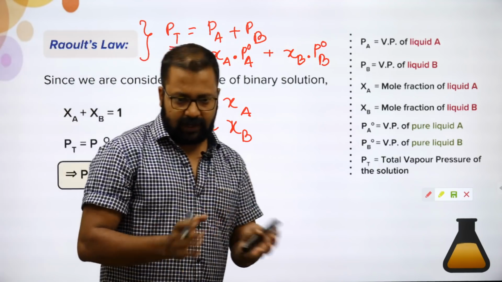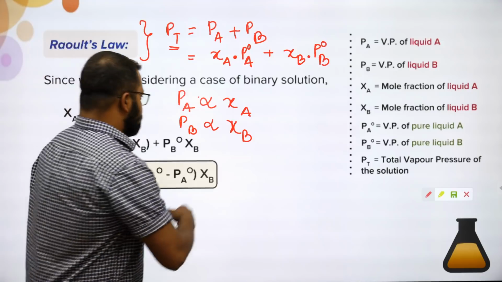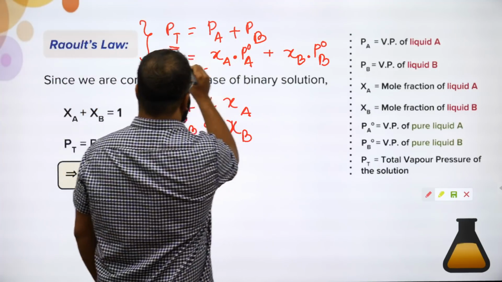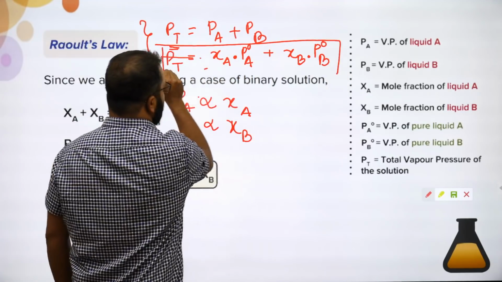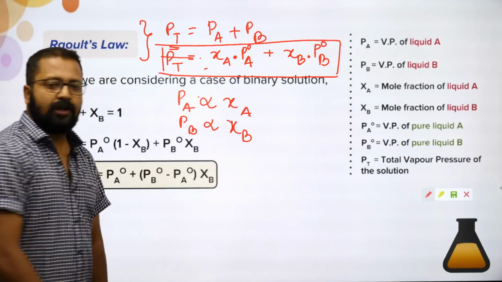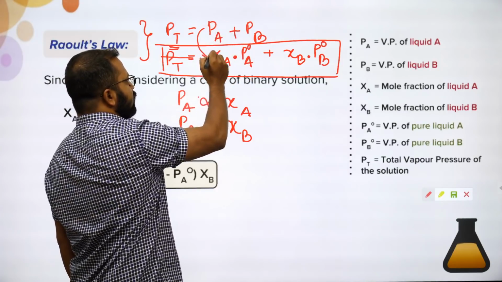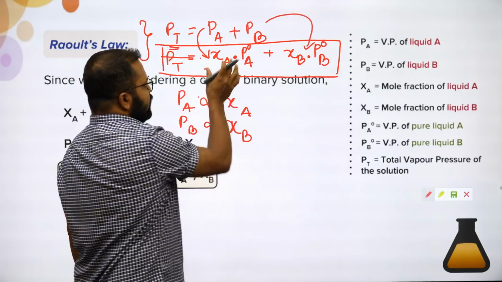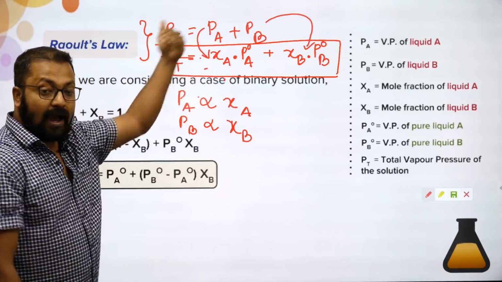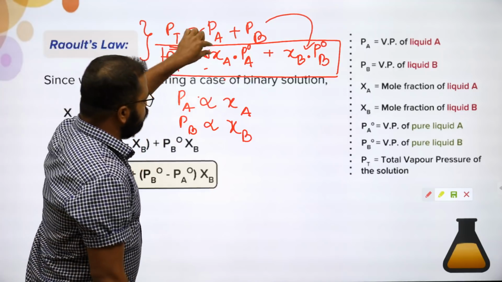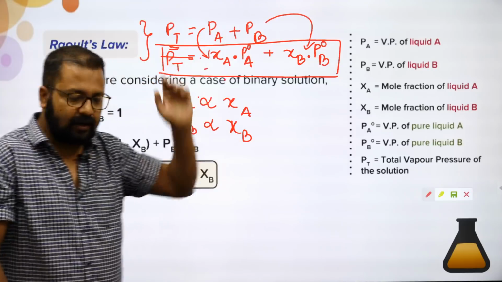Okay, I will explain. Yes, okay, we will get to that. So this is our total pressure. This is the expression you have to remember. Total pressure is the pressure due to A plus the pressure due to B, where the pressure due to A is proportional to the mole fraction. If I want to make it equal, it is the mole fraction times the ideal pressure.